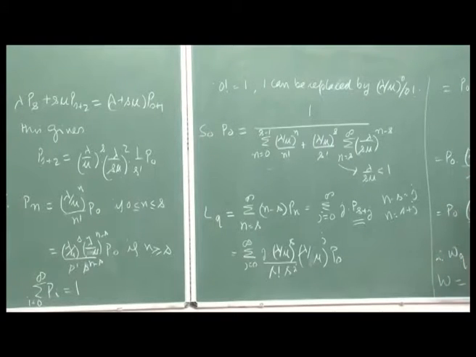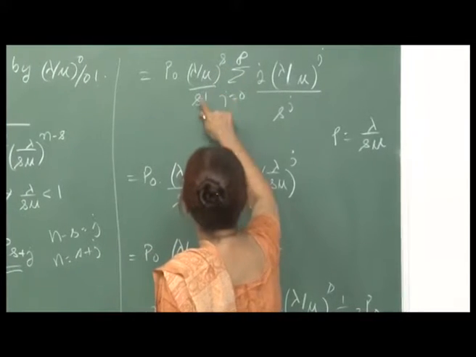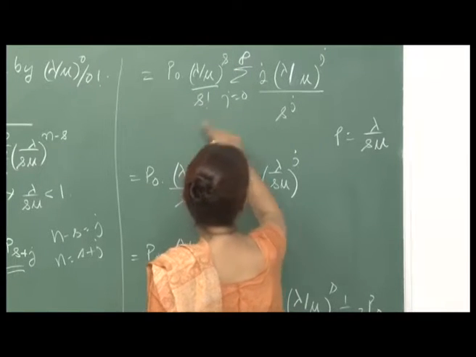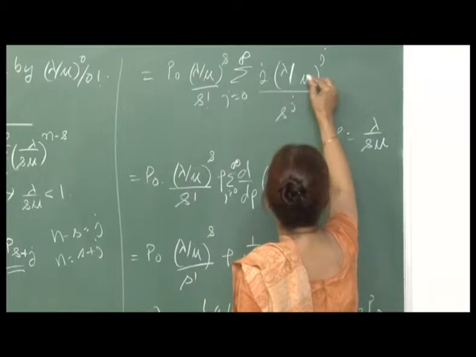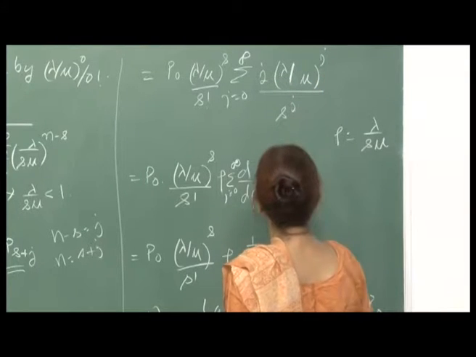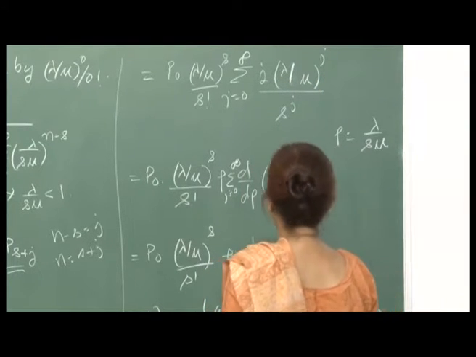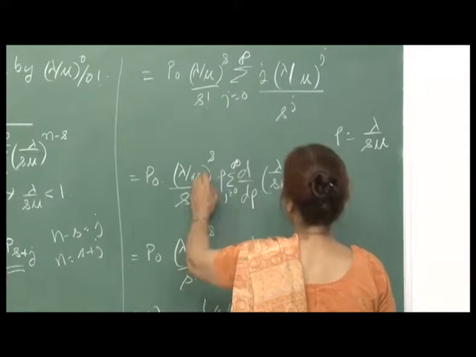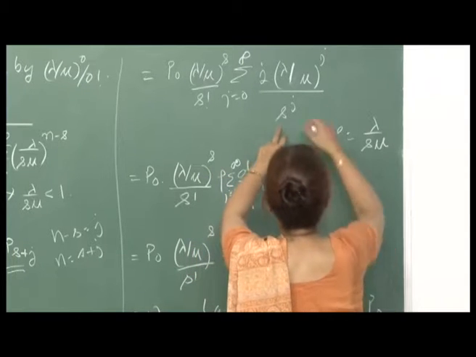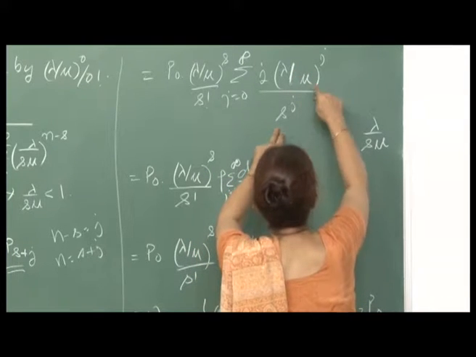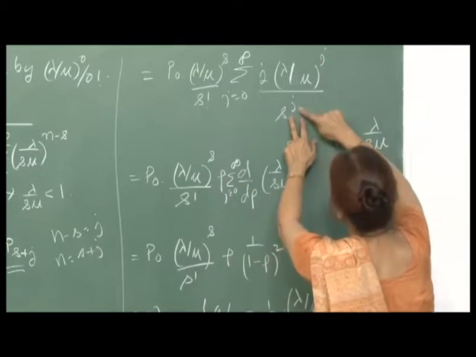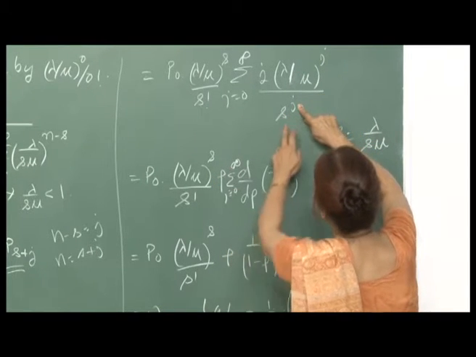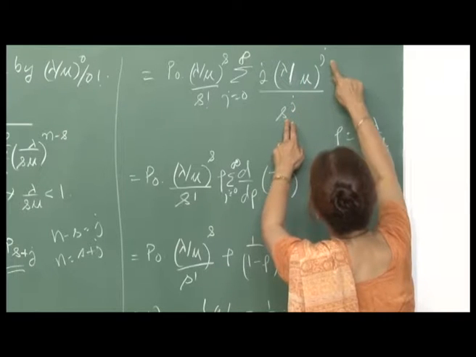So, I can remove lambda by mu raised to s upon s factorial, take it outside, and p naught outside the summation sign, then I am left with this j into lambda by mu raised to j upon s raised to j. And here I can take one lambda by s mu outside, then I will be left with lambda by s mu raised to j minus 1. One lambda by s mu I take outside, which I am writing as rho, then it will be lambda by s mu raised to j minus 1.